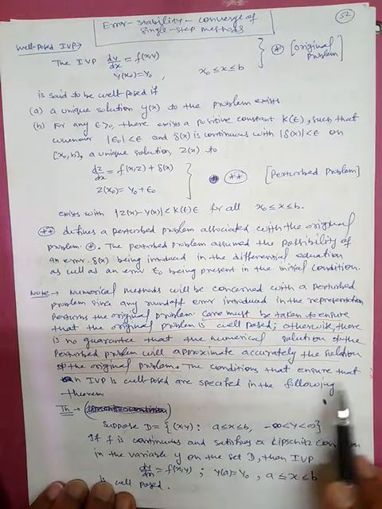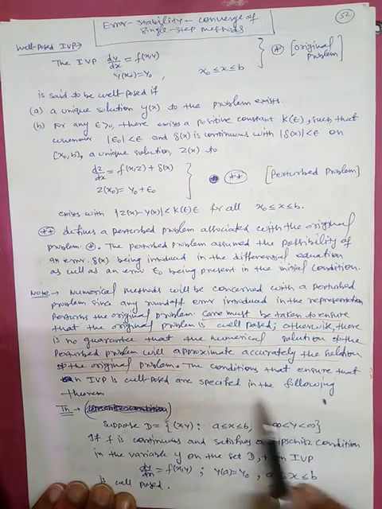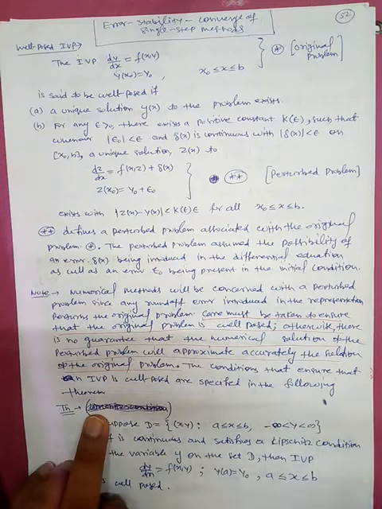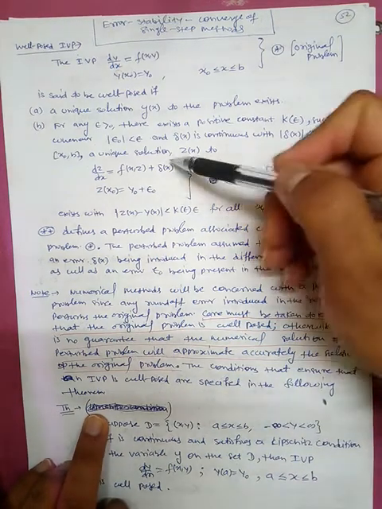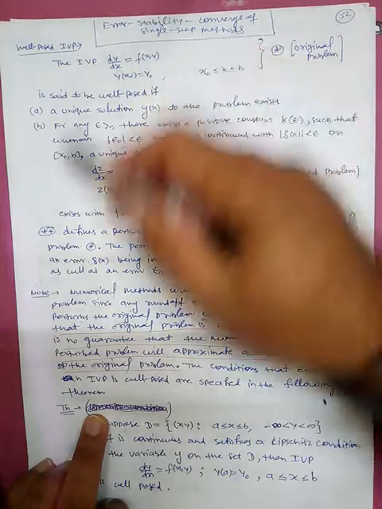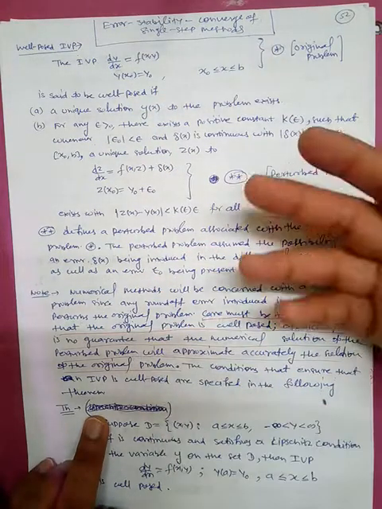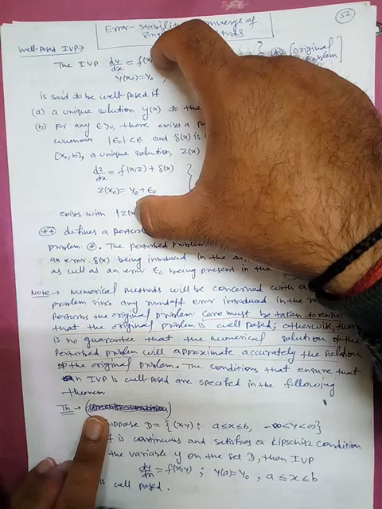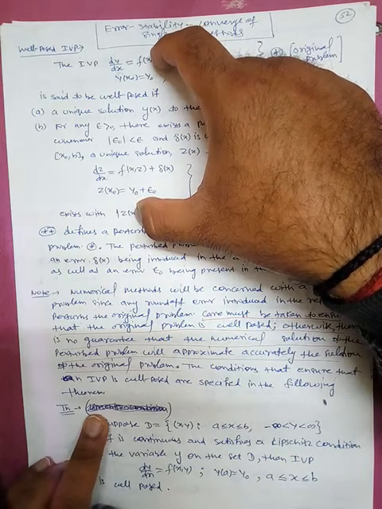So the conditions that ensure that an initial value problem is well posed are specified in the following theorem. So how to detect that the problem is well posed? Because always using the general definition, obviously, but for every problem if you are applying this definition, then it may be difficult to find out whether the problem is well posed or not.